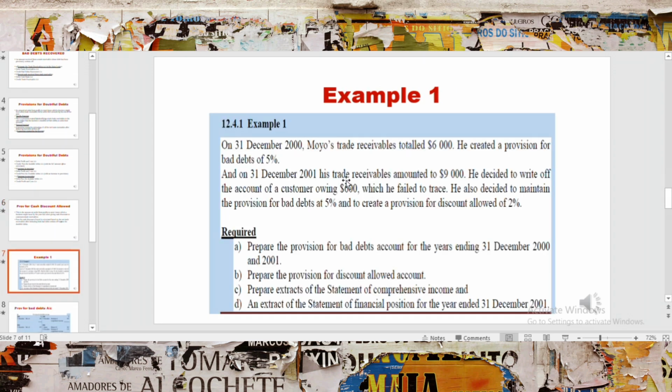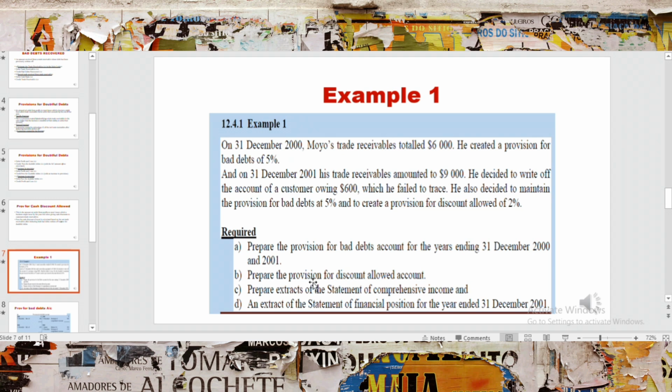So we are moving forward to example number 1. On 31 December 2000, Moyo's trade receivables totaled $6,000. He created a provision for bad debts of 5%. And on 31 December 2001, his trade receivables amounted to 9,000. He decided to write off the account of a customer owing $600, which he failed to trace. He also decided to maintain the provision for bad debts at 5% and to create a provision for discount allowed of 2%. Required, prepare the provision for bad debts account for the years ending 31 December 2000 and 2001.